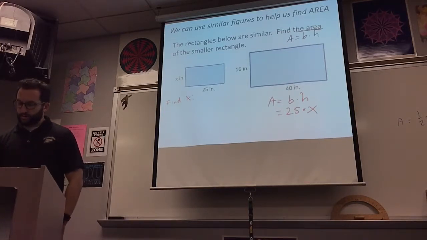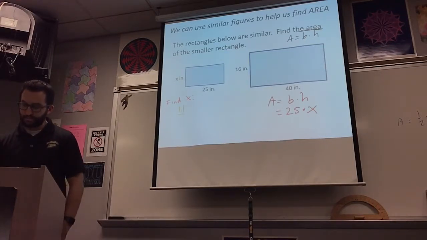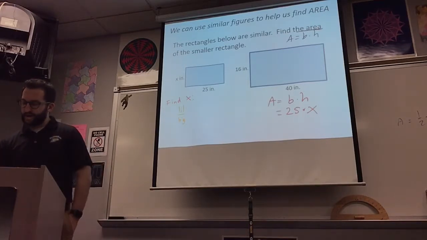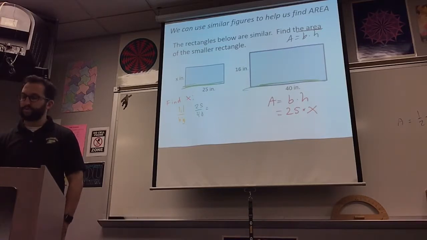So, just for the sake of consistency, let's do little over big. You guys remember that from yesterday? Little over big? So let's set it up. Which two sides are going to be my most helpful sides? Yeah, 25 and 40. So 25 over 40 is going to be equal to what two? What two sides?